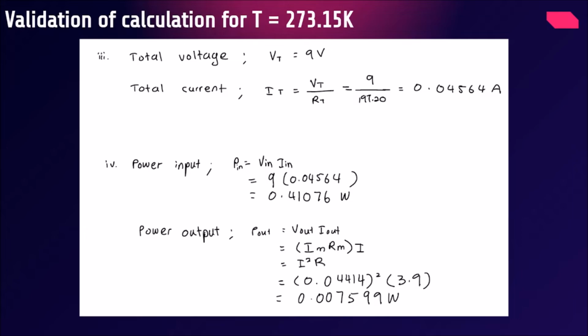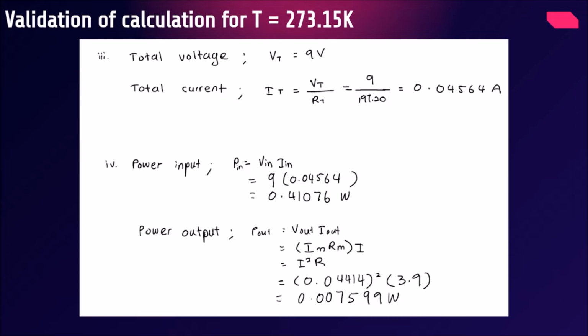The total voltage is equivalent to the voltage source, which is 9 volts, and by using Ohm's law, which is V equals IR, it can be calculated as follows. So the total voltage would be 9 volts, and the total current we get is 0.04564 ampere. And then for the power input, we take 9 volt as V input and current input as 0.04564 ampere, which is the same as the total current value.